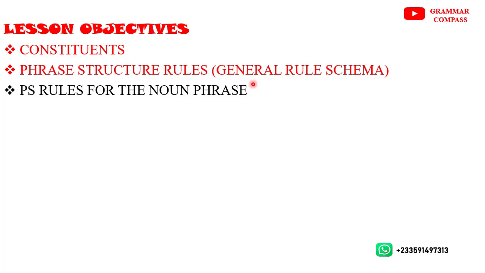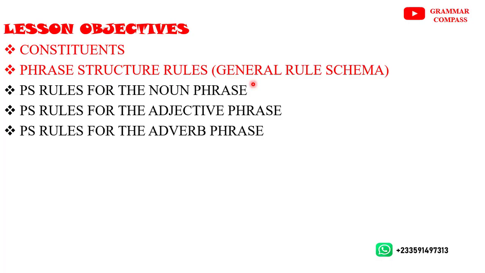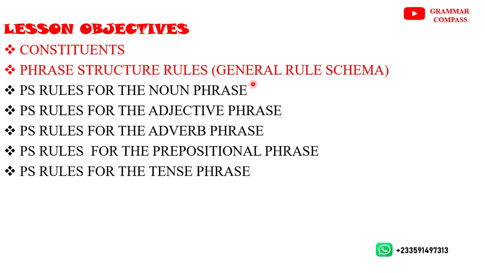We are going to talk about the phrase structure rules for the noun phrase. After the noun phrase, we will discuss the phrase structure rules for the adjective phrase, and we will talk about the phrase structure rules for the adverb phrase. After discussing the adverb phrase, we will also talk about the phrase structure rules for the prepositional phrase, and after that, we will talk about the phrase structure rules for the tense phrase.